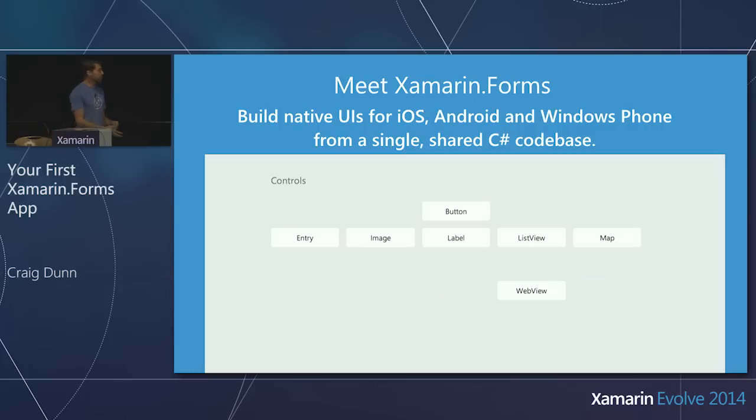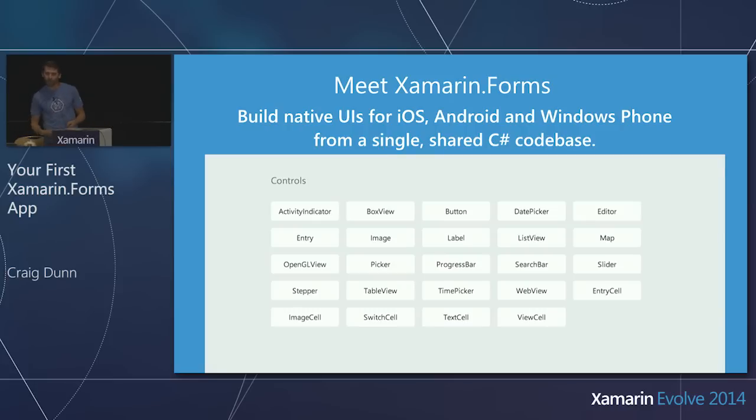We also have some controls that you use to compose your user interface. The ones that you expect are all there: button, entry, image and label, list view, map and web view. But there's also the secondary set that you obviously want to use occasionally, like activity indicators, the Boolean switch, and so on. So there's 40 controls that you can compose in a layout, put in a page, and render on the screen.